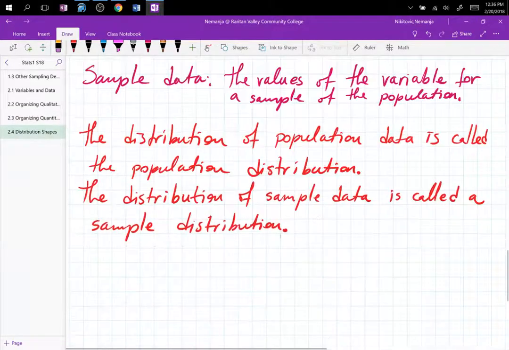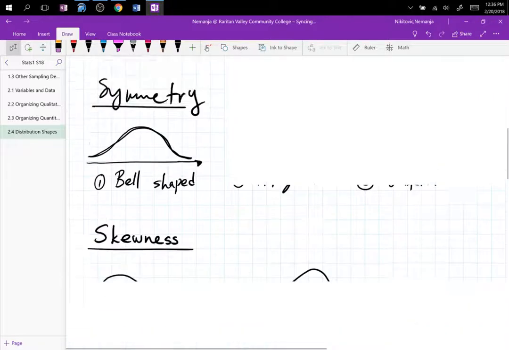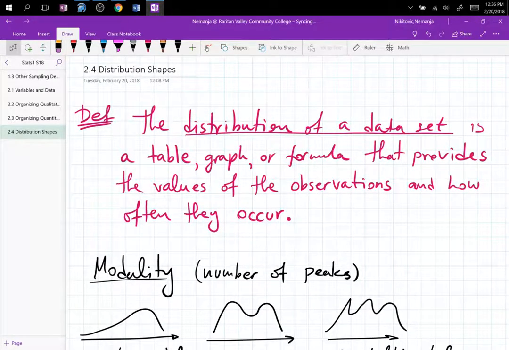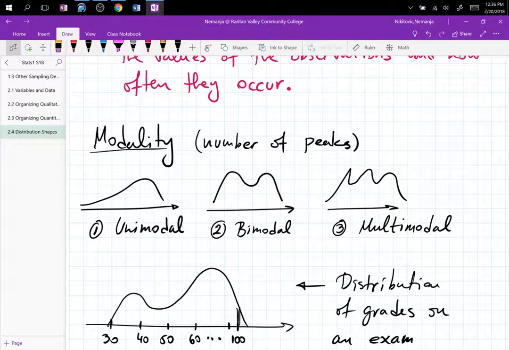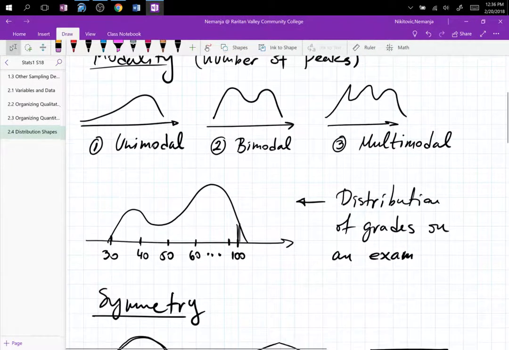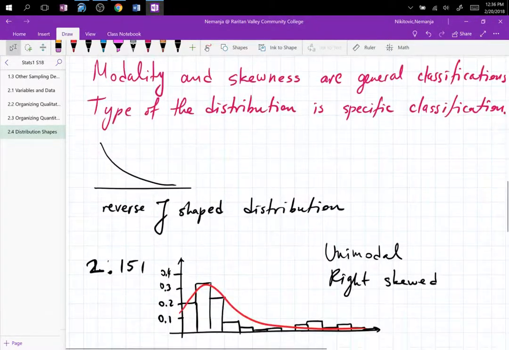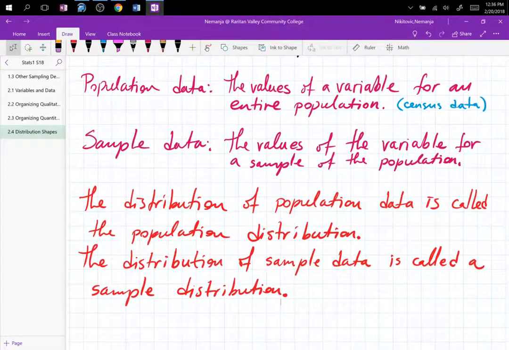And that ends distribution shapes. Again, lots of words to learn. We have the definition, and then all of these words for 1 mode, 2 mode, 3 mode, and more, and then symmetry, skewness, reverse J-shape, and then the definitions of what population data and distribution are, and right now for the sample, what they are. And that's it. Any chart, any graph that you put down with the data in it, with the frequencies, observations, is called the distribution. And bye.